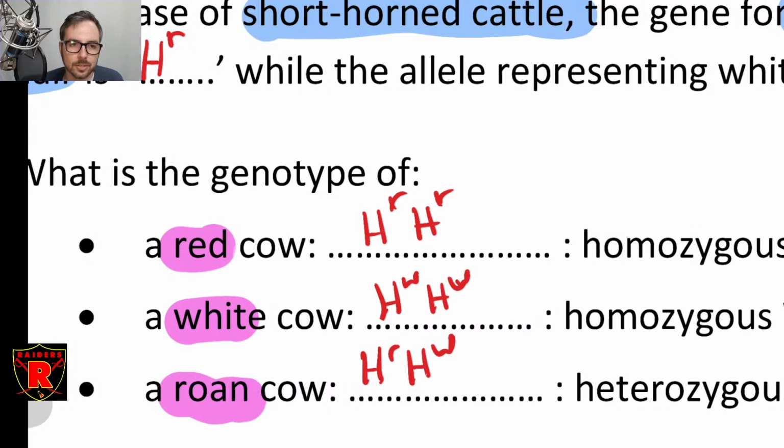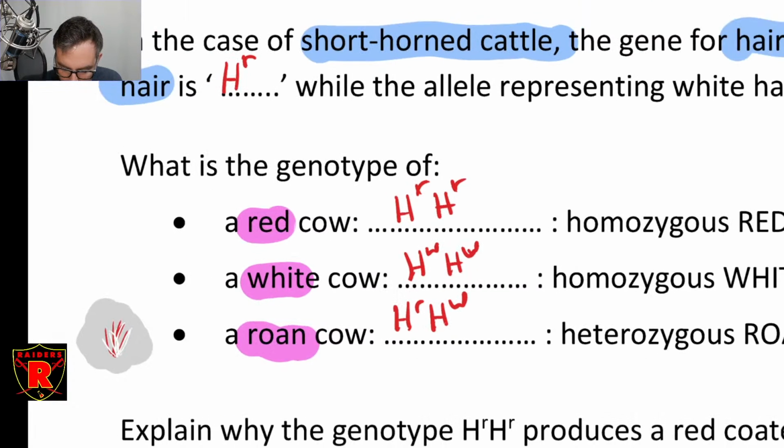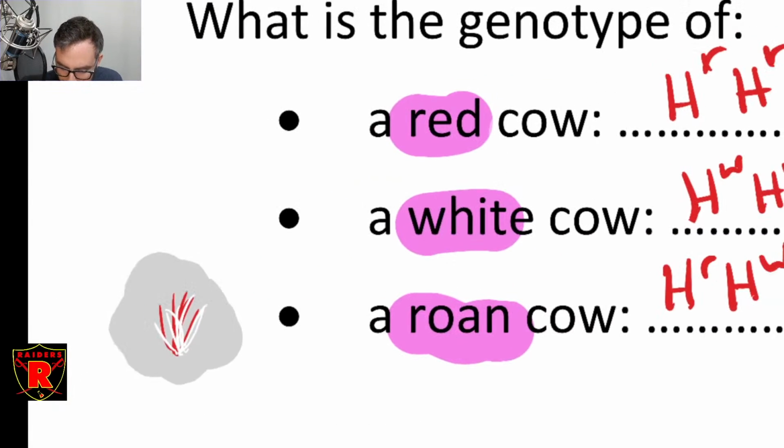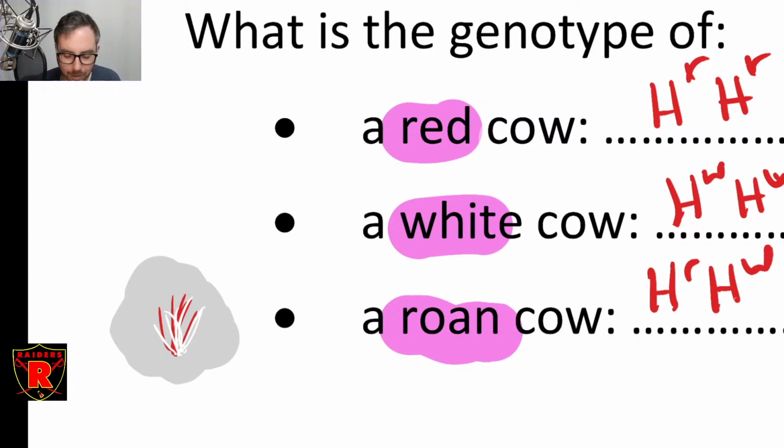Now you'll notice that this is not the same as incomplete dominance. In incomplete dominance, there would be a third trait that is actually a brand new trait that is some kind of a middle ground between the two. But a roan cow is actually both at the same time. There's tufts of hair on the cow where some of the hairs in the tuft are red hairs and some of the tufts are white. You can't really see that there.